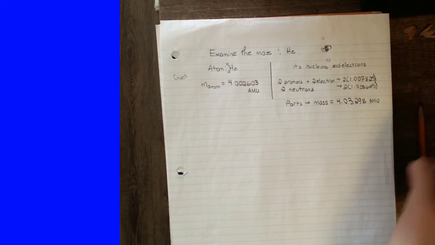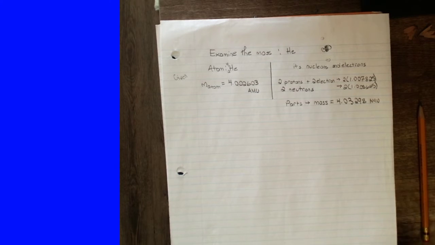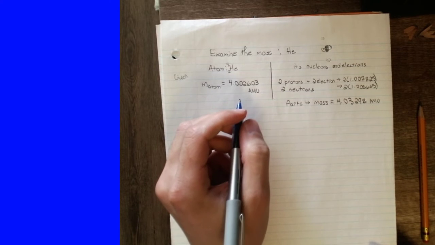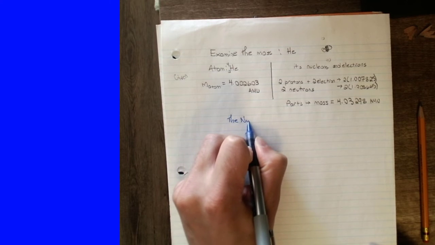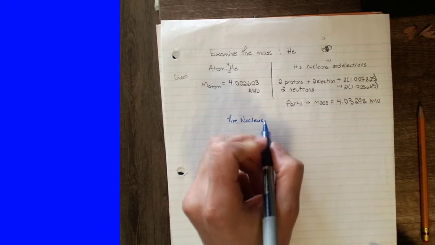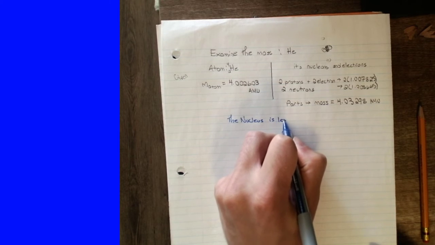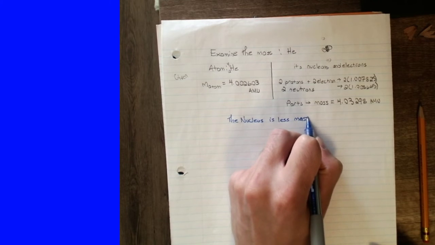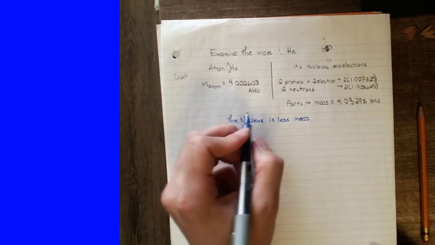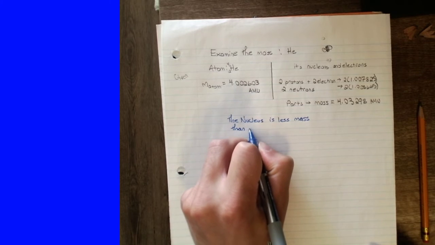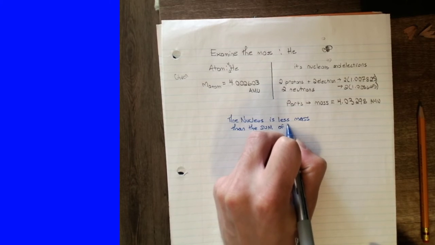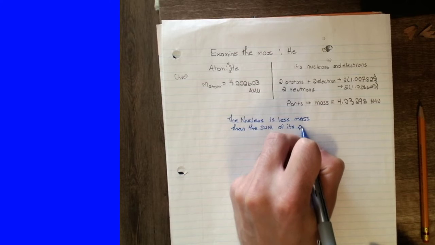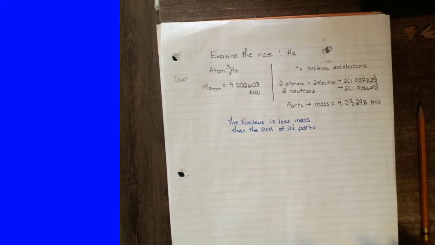Now this may not jump out at you, but this is pretty profound. It turns out that the nucleus is less mass. If you just look at those numbers, the nucleus is less mass than the sum of its parts. Less mass than the sum of its parts. That is an interesting idea.